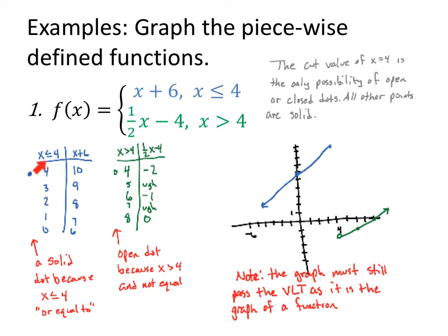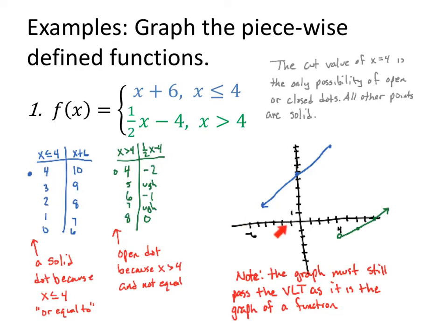Because of this "or equal to," I remind myself I have a solid dot here next to the 4. 4 plus 6 is 10. 3 plus 6 is 9. 2 plus 6 is 8. 1 plus 6 is 7, and so on. So a solid dot if we have an "or equal to."